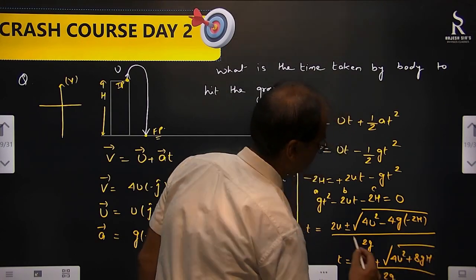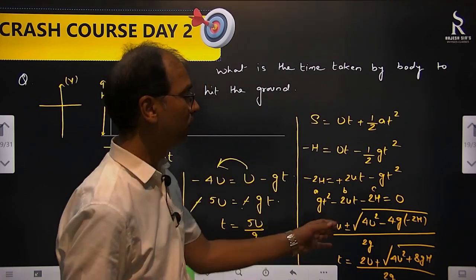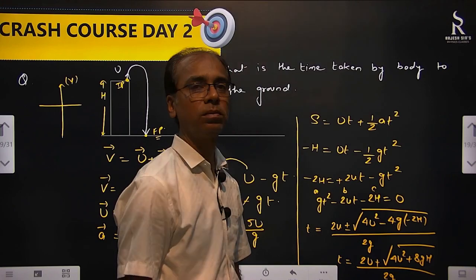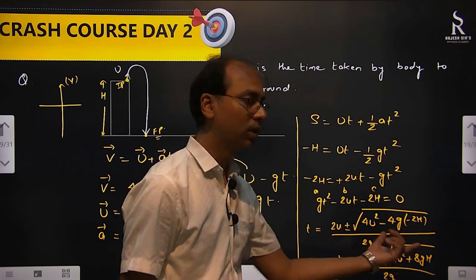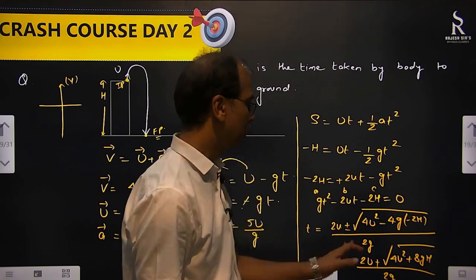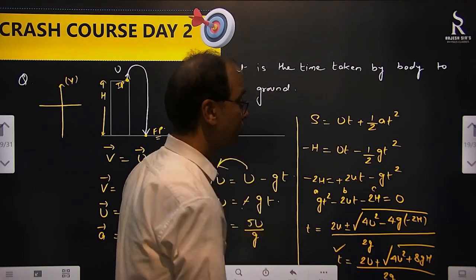This is what we are searching. Why not minus? If you take minus, time will come negative, because this root value is more than 2u. So if I am taking minus over here, this will come negative. Okay, clear? So that value we are not taking. So this will be the time.